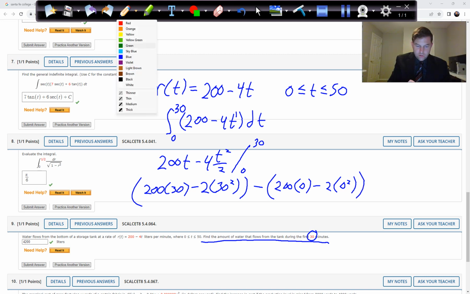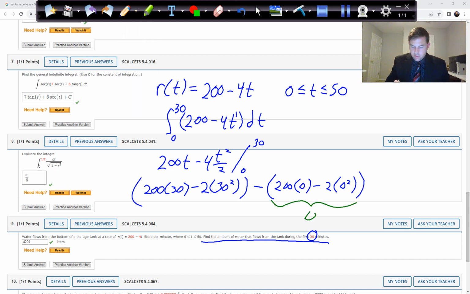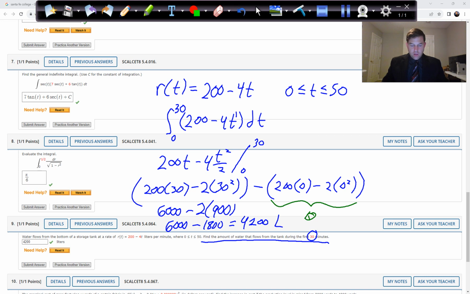And notice this whole thing is just going to be 0. So it's really just plugging in 30. And we're going to get 6,000 minus 2 times 900, which is 1,800. 6,000 minus 1,800, which is equal to 4,200. Units are liters. So in 30 minutes, we've lost a cumulative 4,200 liters of fluid.